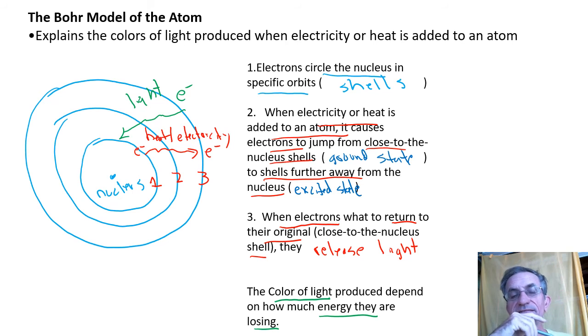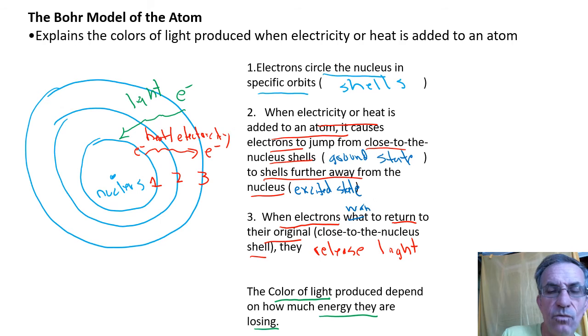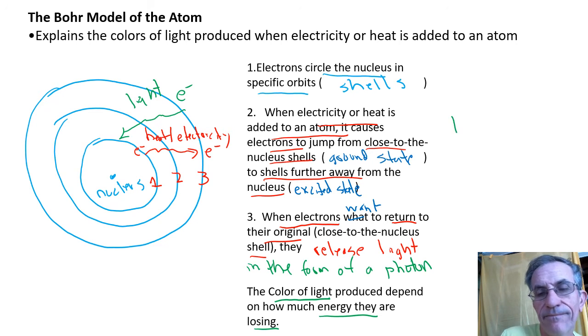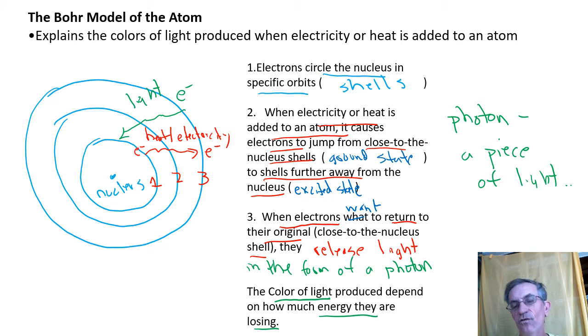When electrons want to return to their original, close to the nucleus shell, they release light. I wrote the wrong word there on the slide. And the way they release light is in the form of a photon. So what's a photon? A photon is just a piece of light. All right, so they release light in the form of a photon.